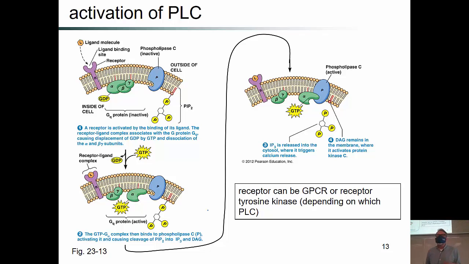There's 2 ways that we can activate phospholipase C. This is showing activation via a GPCR. So this is a GPCR here. And what happens is we activate what's called G-alpha Q, and G-alpha Q activates the phospholipase.